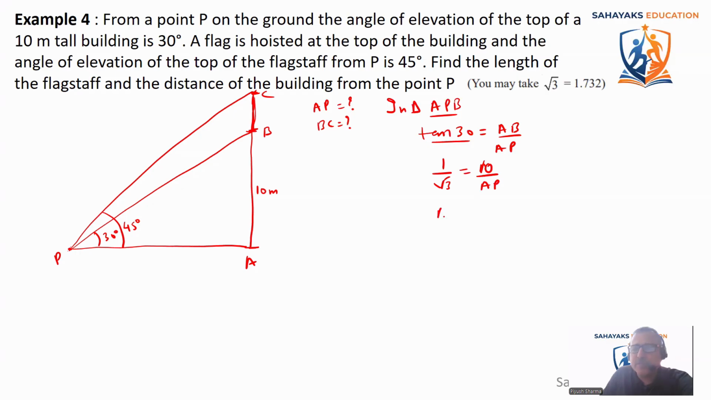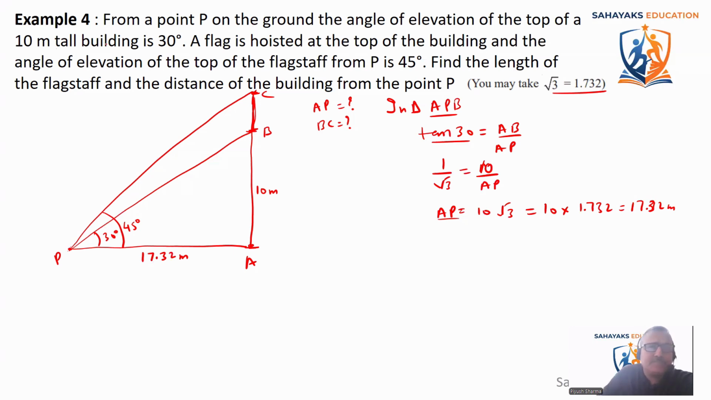Okay, so AP comes out to be 10 root 3. And they've mentioned to take the value of root 3 as 1.732. So we'll say 10 into 1.732 comes out to be 17.32 meters. So AP is 17.32 meters. That means the point P is 17.32 meters away from point A, or the base of the tower. This is the tower, right?